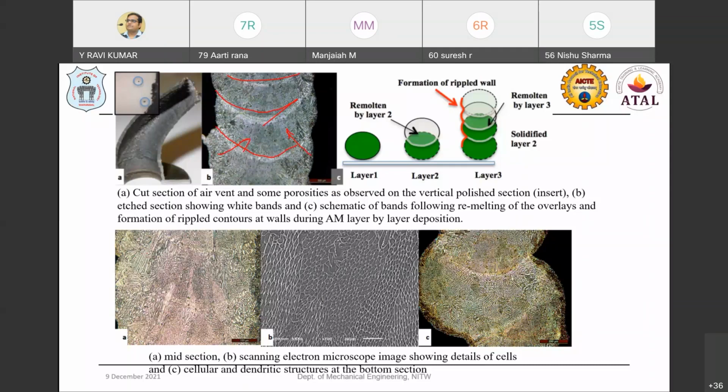You can observe this even here in this exaggerated view in the scanning electron images. You can see the cellular, fine dendritic microstructure available in the center of the fabricated wall, where the layers are successively melting and solidifying, and remelting takes place. This is how the bands are formed. The fusion bands are formed because of the repulsion and the contours of the walls, and also these cellular dendritic structures are formed in the fabricated components.